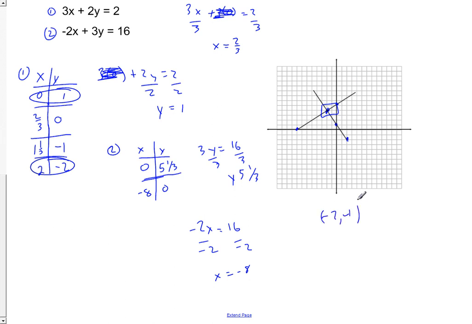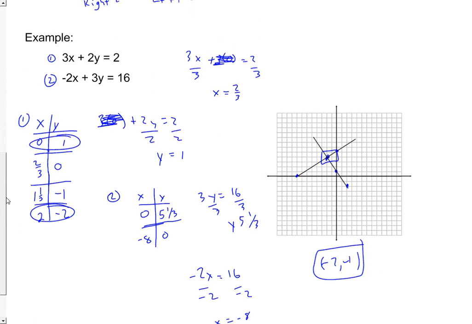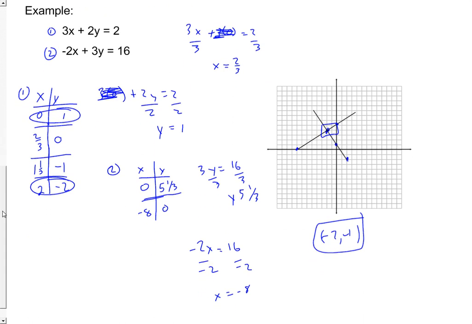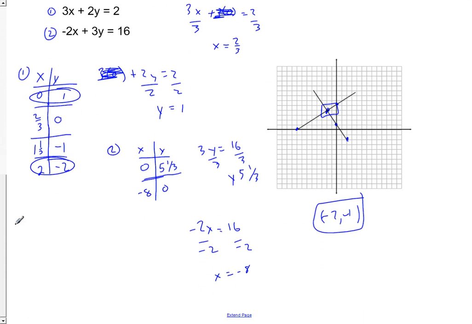So basically what you have to decide is which method you feel is easier for yourself, and use that method, because you have two different ways to graph the equations. And that does it for 6-1.